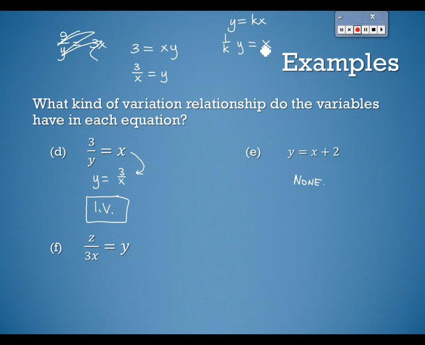For part E, I'm going to say none, even though it's simple. It's actually not something we can write in any of the three forms. I just thought we'd highlight that it's not always true that something nicely falls into these categories. For F, there's not much to say.